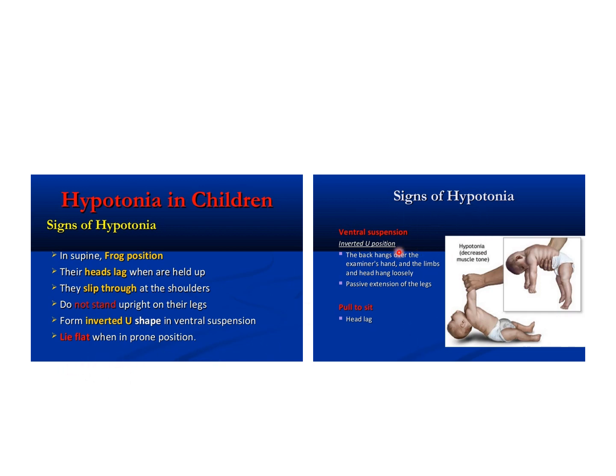Here are the signs of hypotonia. In ventral suspension, there is an inverted U position. The back hangs over the examiner's hand and the limbs and head hang loosely. There is passive extension of the legs, and in pull to sit, the head lags. So you can see here the inverted U shape and the decreased muscle tone, hypotonia.